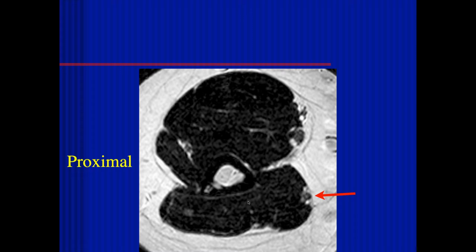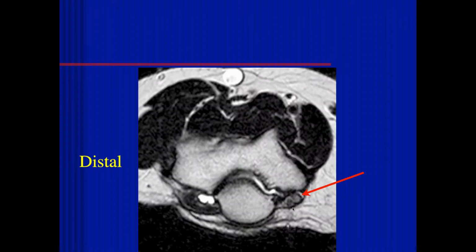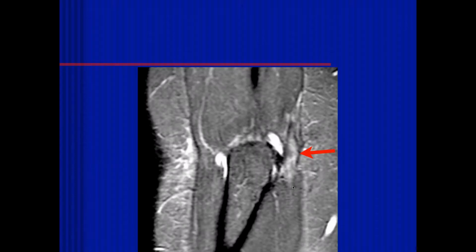If we follow the ulnar nerve proximally, we can start up here. We can see it medial to the triceps, and you can follow it down. In this case, you can see the ulnar nerve in the cubital tunnel. There is a retinaculum overlying it, but it's clearly enlarged in this particular patient. And then distally, we can see it also enlarged with increased signal intensity on the T2 weighted image.